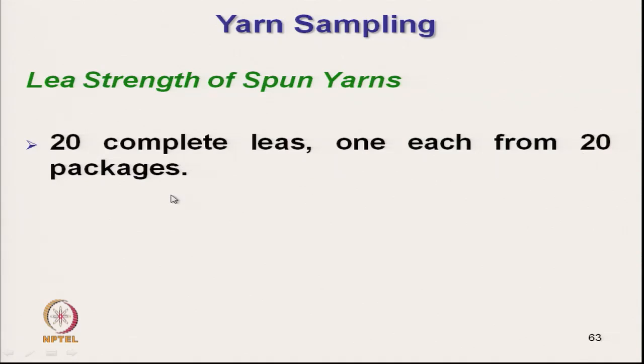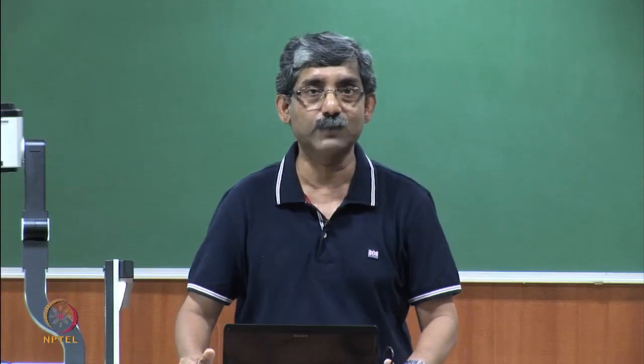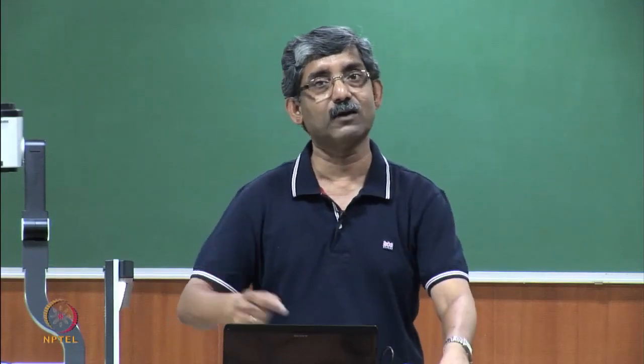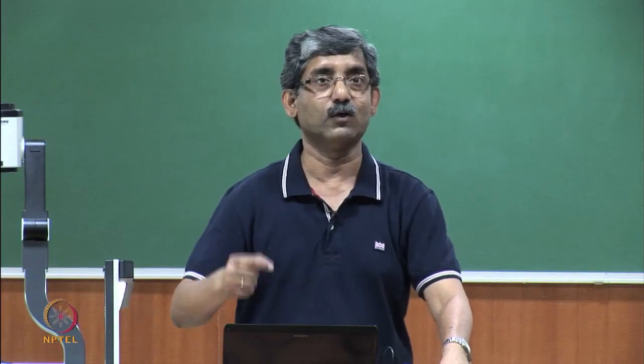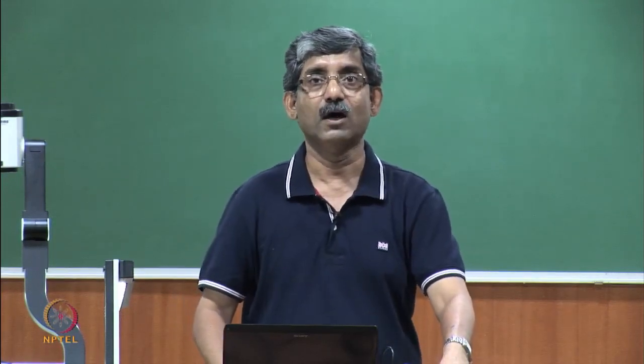Now, for lea strength of spun yarn, 20 complete leas we have to take, one each from 20 packages. So, minimum 20 leas, and we should take one lea from each package. Why only one lea from each package? Because a lea takes care of a longer length, typically 120 yards. That is why one lea from one package is enough.